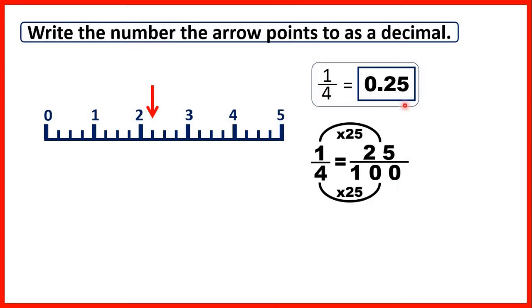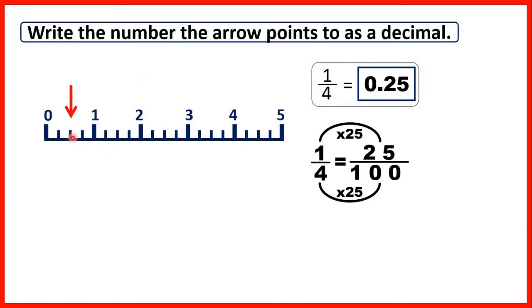because the denominator of 100 tells us that we can't go past the hundredths place value, and the hundredths is the second digit after the decimal point. So here, the arrow is pointing after 2, and it's pointing 1/4 after 2, so 2 and 1/4 is 2.25, because 1/4 is 0.25.